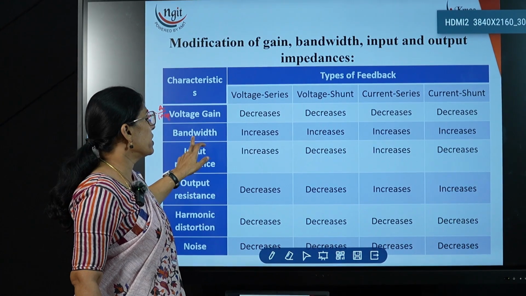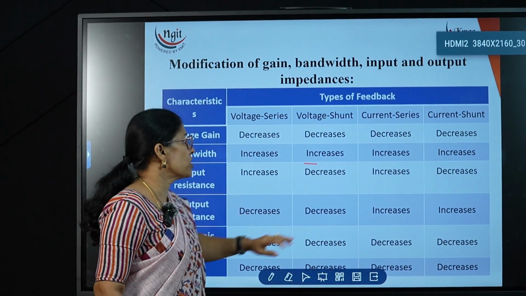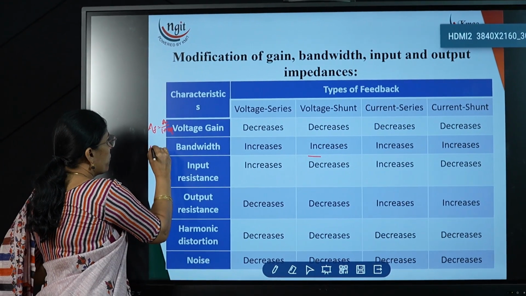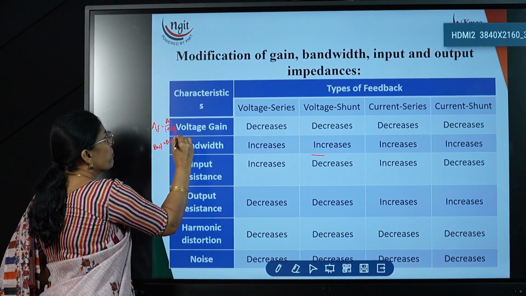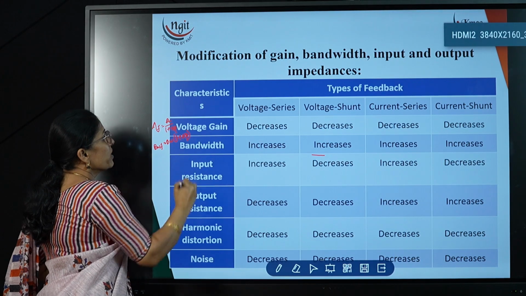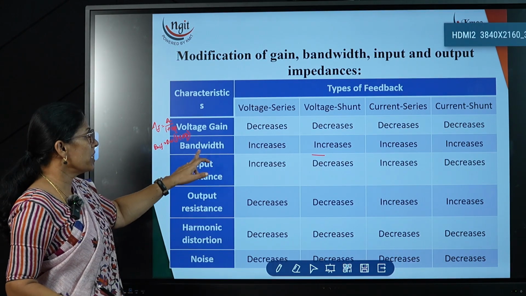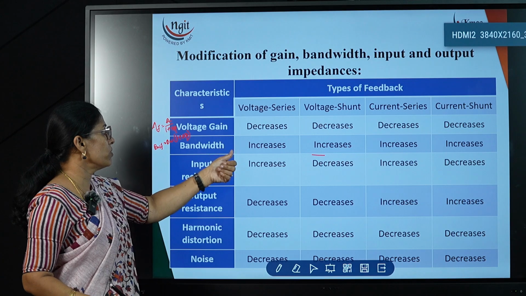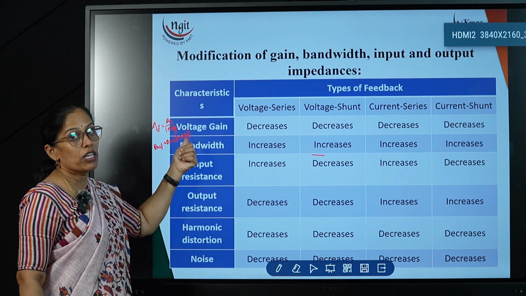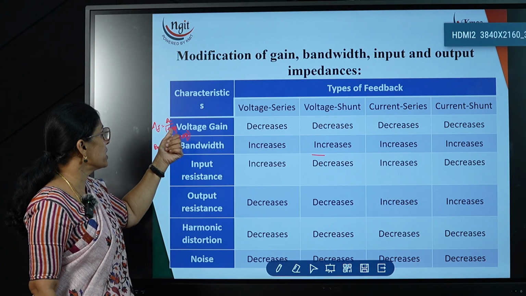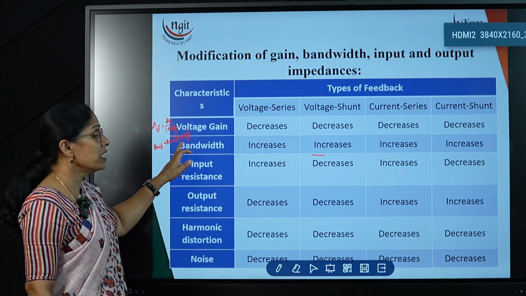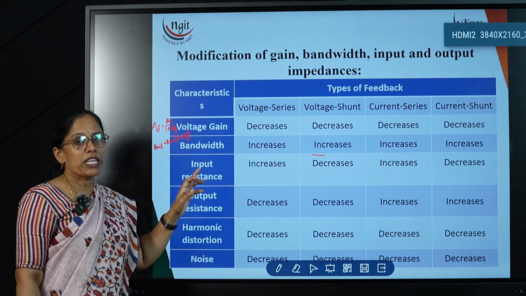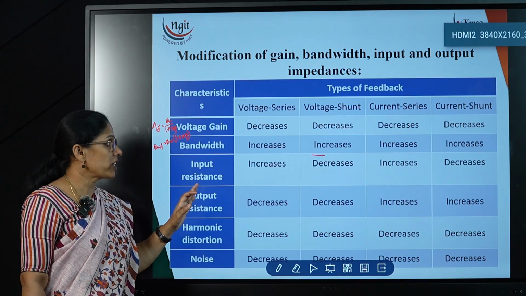Now coming to the bandwidth. Bandwidth will be increased. Bandwidth with feedback is equal to bandwidth into 1 plus A beta. Wherever an increase factor is coming, there we have to multiply with 1 plus A beta. Wherever a decrease is coming, there we have to divide with 1 plus A beta. This 1 by 1 plus A beta is called the sensitivity factor.